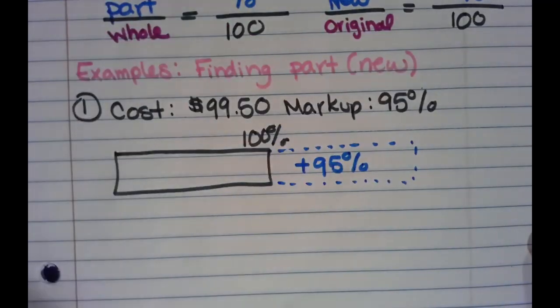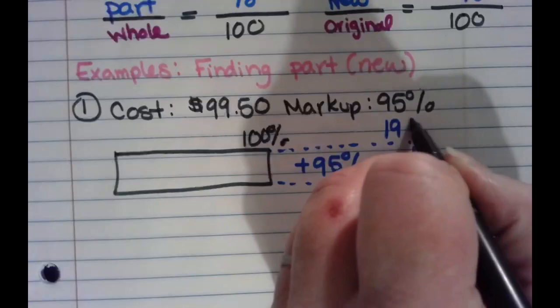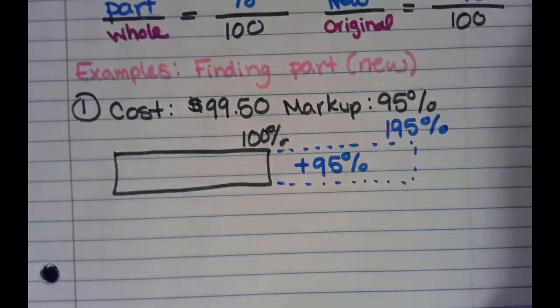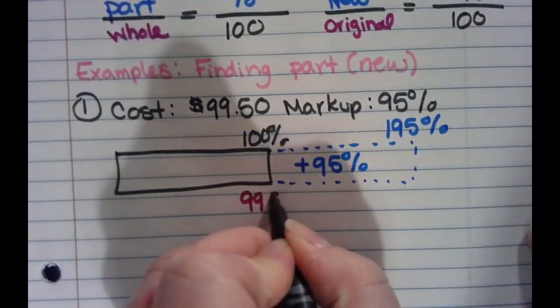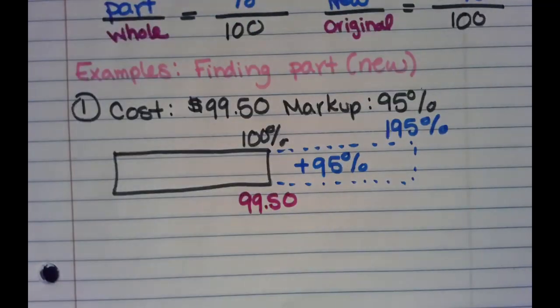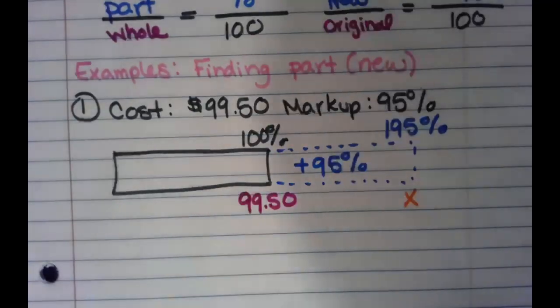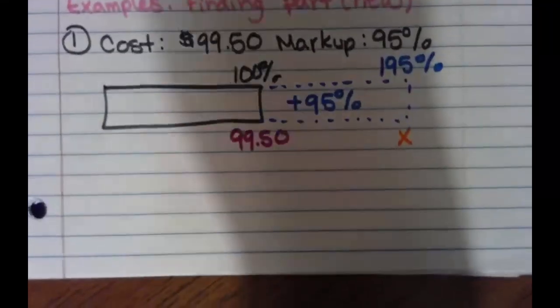So we can ask ourselves, if I started at 100% and I added 95%, well, I'd end at 195%. And then what did I start with? Well, I started with $99.50, and I don't know where I'm going to end. They did not tell me my ending amount, so we can call that X. So all we have to do is solve for it. We're going to set up our proportion.